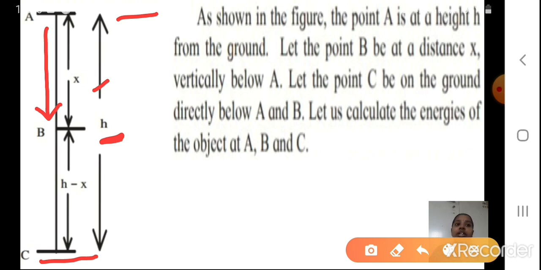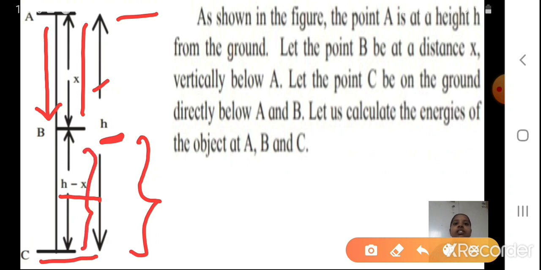Let us calculate the energies of the object at the points A, B and C. I hope you understood. So A is the upper point, B is the middle point and C is your ground point. The total height A to C is your h. In between A to B is your x. The height from B to C is written as h minus x. That is, the total height h minus the smaller height x gives you the height from B to C.